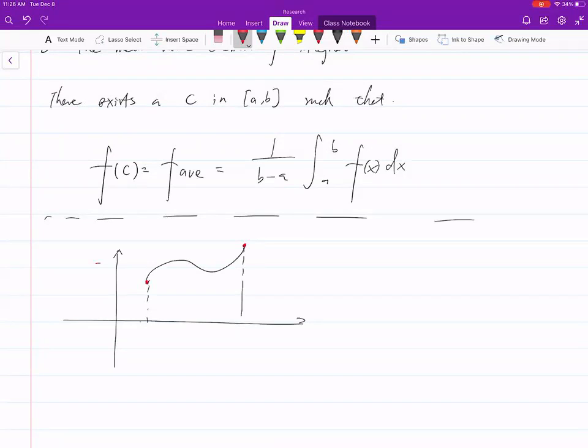If I draw it in between, what does this one say? This one says, then somewhere your function should intersect with your average value, or it attains your average value somewhere at a C. Maybe multiple times, but at least once. That's what the theorem says.